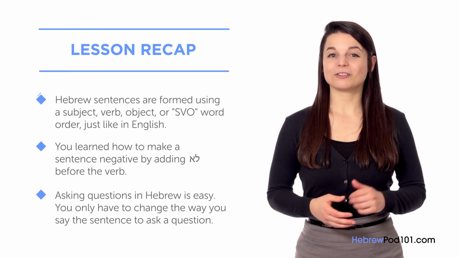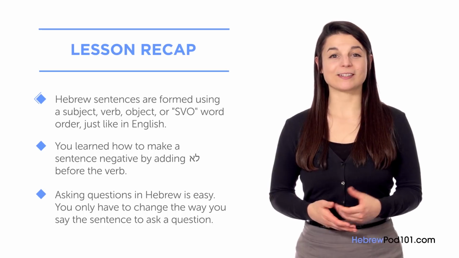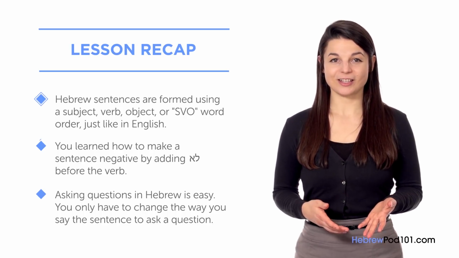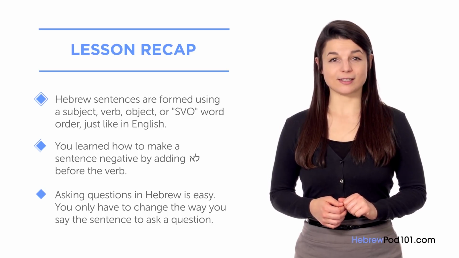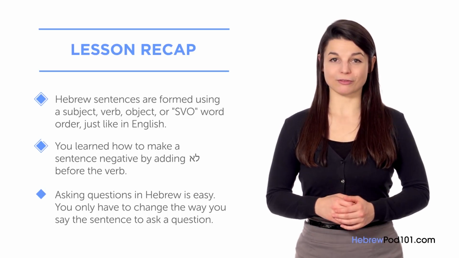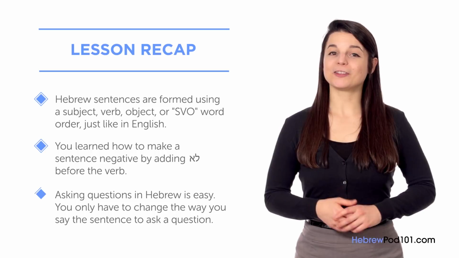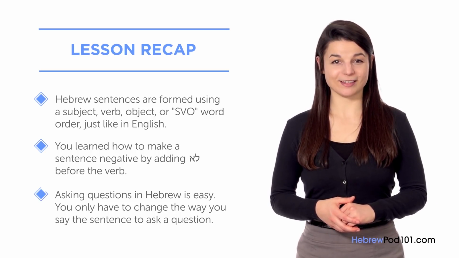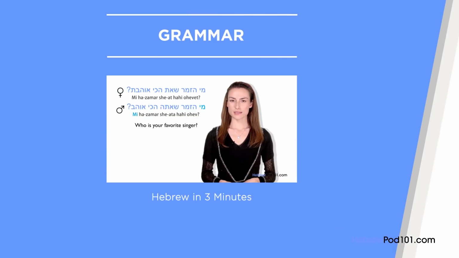In this lesson, you learned that Hebrew sentences are formed using a subject, verb, object, or SVO word order, just like in English. Secondly, you learned how to make a sentence negative by adding one word before the verb. Lastly, you learned that asking questions in Hebrew is easy because you only have to change the way you say the sentence to ask a question. We've covered only the very basics of Hebrew grammar.